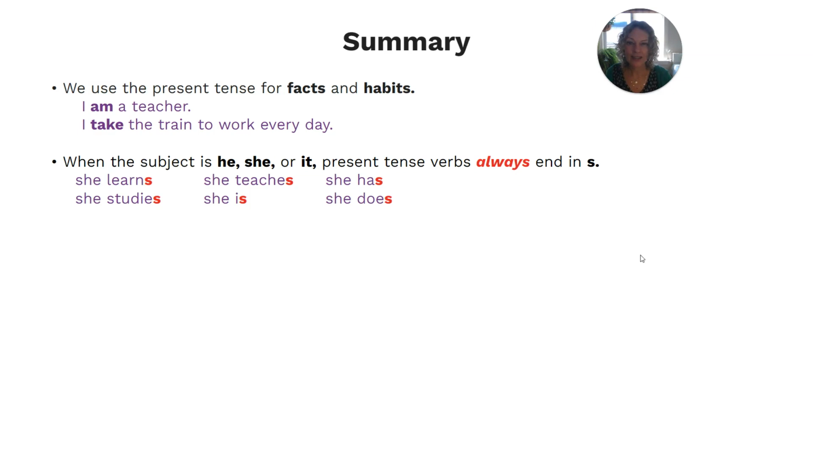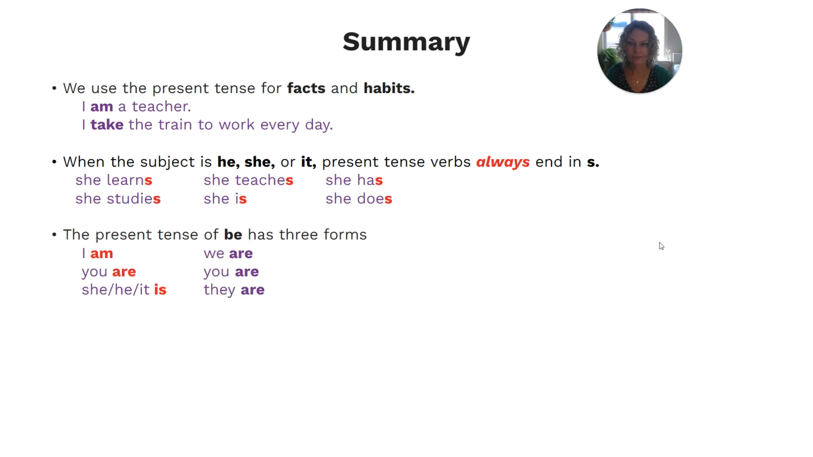When the subject is he, she, or it, present tense verbs always end in an S. No matter what other spelling things are going on, that last letter needs to be an S if your subject is third person. And that means he, she, or it. She learns, she studies, she teaches, she is, she has, she does.